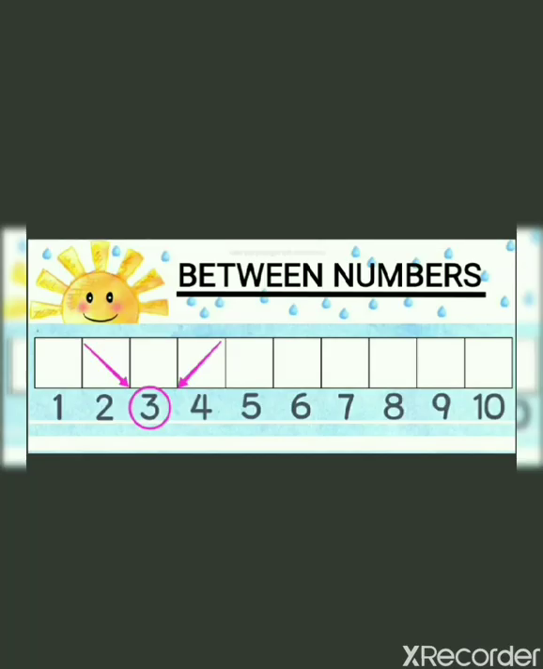Last point, between numbers means a number lies in the middle of two numbers. Children, you can see the arrow is pointing to number 3, which is in the middle of numbers 2 and 4. So, we can say that the number between 2 and 4 is number 3.